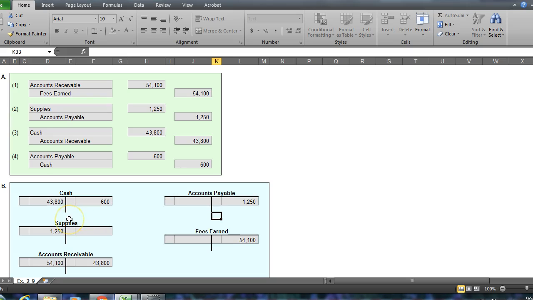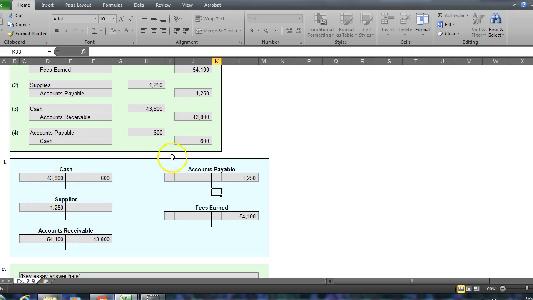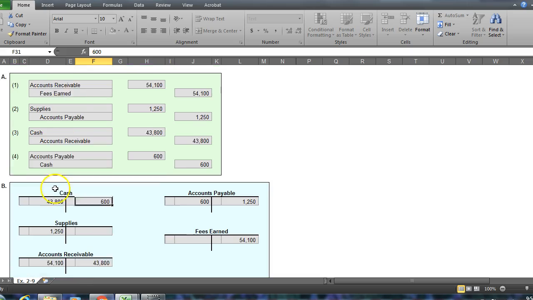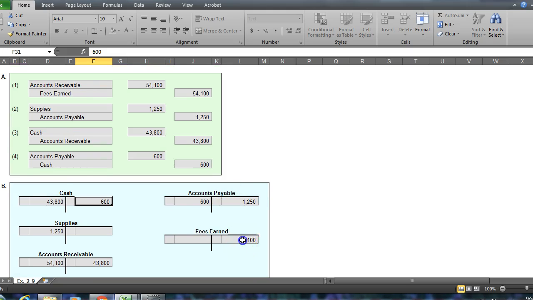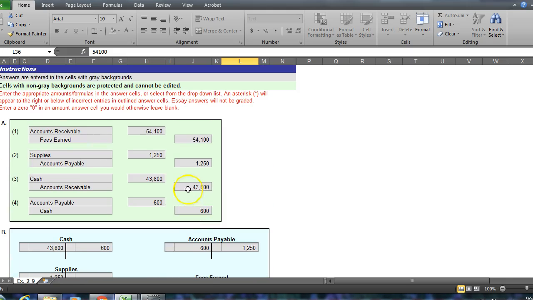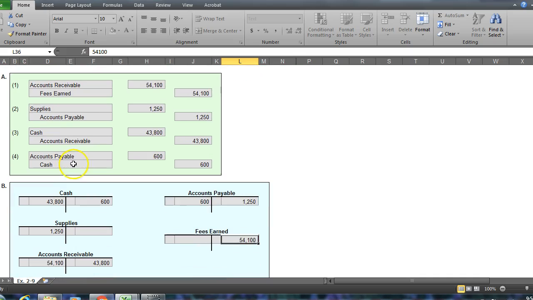So far, so good. And then finally, I think we have an accounts payable that's going to go down by $600. And cash goes down by $600. So if you look at these transactions to make certain that I didn't miss anything, the first entry is accounts receivable of $54,100 debit, credit of $54,100 to fees revenue. That entry is done. The second entry is supplies. We debit that for $1,250 and we credit accounts payable for $1,250.